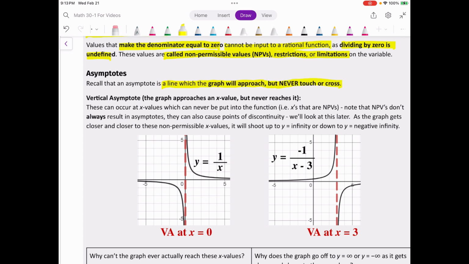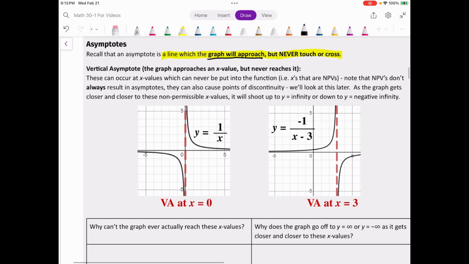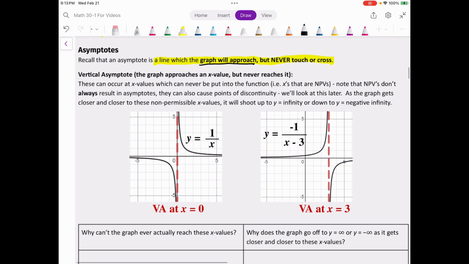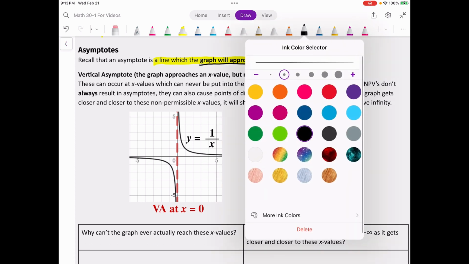Now I've got to be careful there. There are some asymptotes that can be crossed, but this part always holds true. The graph will approach it as x goes to infinity or negative infinity, or sometimes as y goes to infinity or negative infinity. The graph does get closer and closer to it, but it doesn't reach it. Okay, there are two types of asymptotes that we're going to look at here: vertical asymptotes and horizontal asymptotes. There are other asymptotes called slant asymptotes that we don't cover in Math 30, but they're pretty cool.